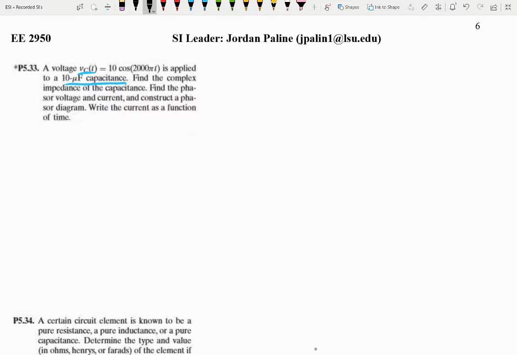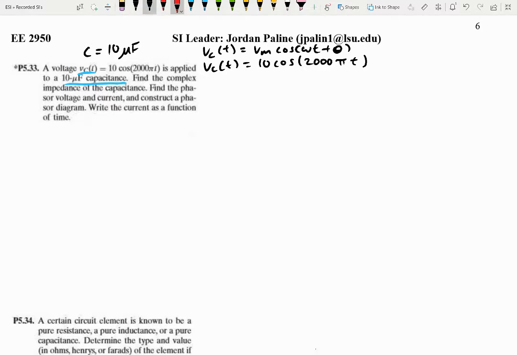So let's write out what we know. V of C, capacitance is equal to 10 microfarads. We know that V of C with respect to time is going to be V of M cosine omega t plus a phase angle. Let's look at the equation they gave us. They gave V of C at t is equal to 10 cosine 2000 pi t, and that's it.